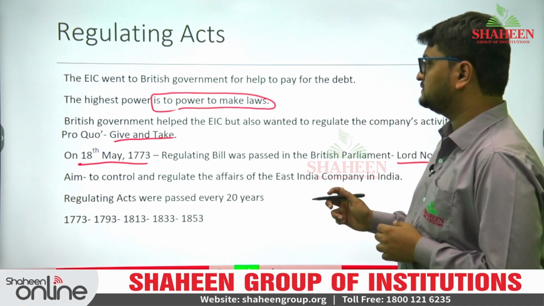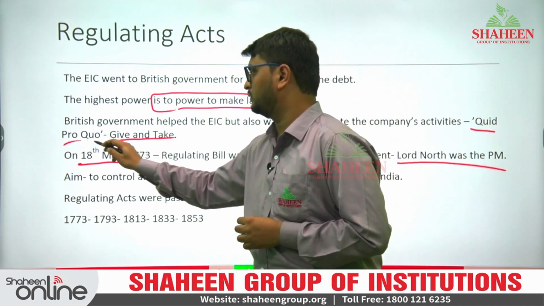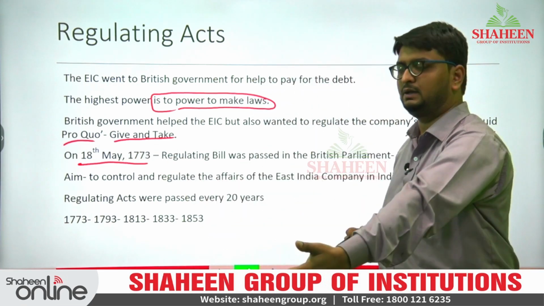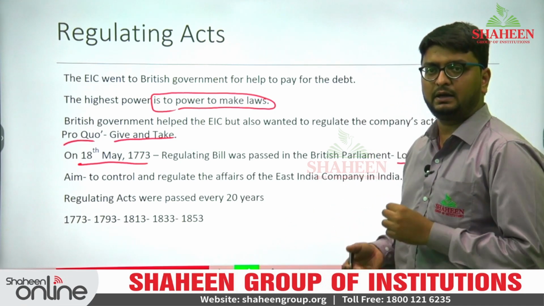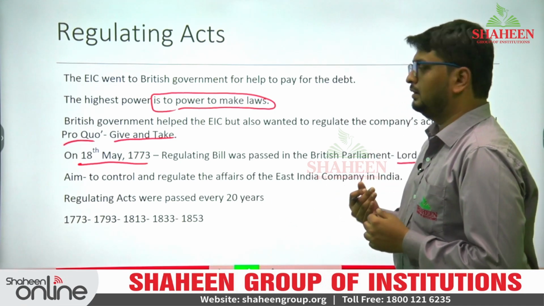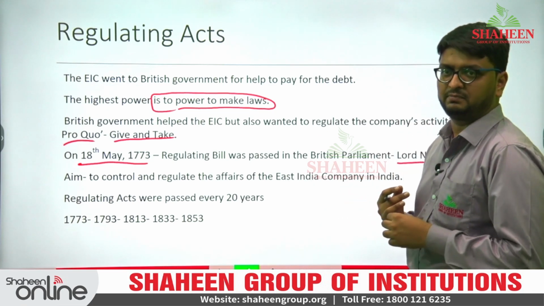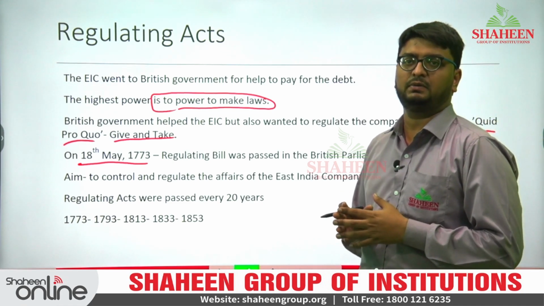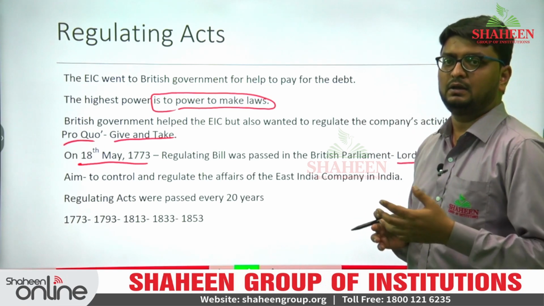So this is the concept of quid pro quo, which means give and take. The British government is giving, solving the debt of 1.4 million, and in return they are getting the regulating powers of the East India Company. So the British government had a deal with the East India Company, and the East India Company also agreed to this term that they can regulate it.